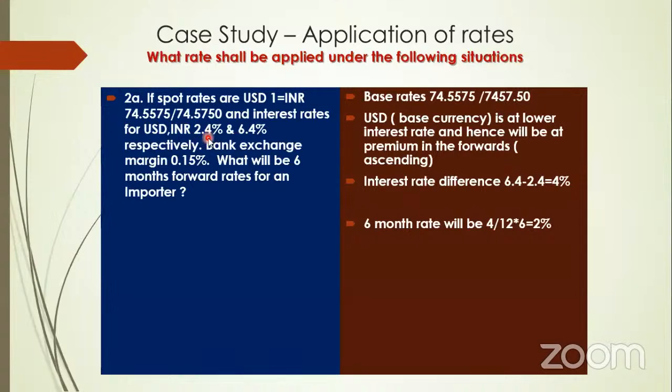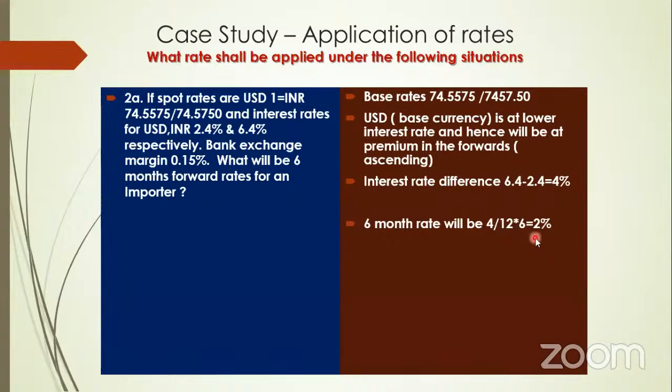Next question, just wait. You need not worry about the interest rate, because they will give it. This is the newest question, based on the latest trends in CAIB. They will not give the premium or discount. You have to calculate the premium or discount yourself. The dollar is going to be at a premium because of the lower interest rate. The decider is the interest rate difference: 6.4 per annum minus 2.4 per annum, so 4%. Six months means divided by 2. 4 divided by 2 means 2%.